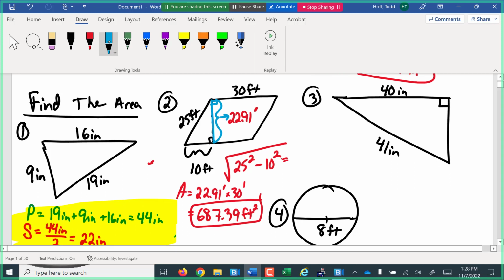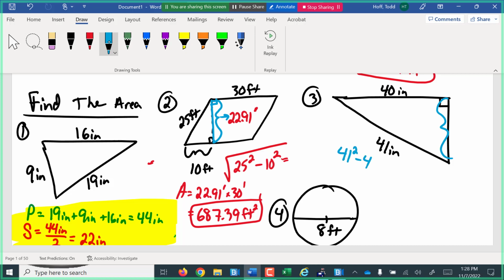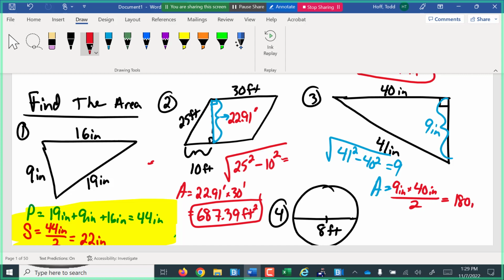Number 3. Again, we need to find this missing side, and again, it's going to be that reverse formula. What did you guys get for that missing side? What's it come out to be? 9. Perfect. So then to find the area, what do we multiply together? 40 times 9 divided by 2. Perfect. 40 times 9 divided by 2, giving me 180 square inches.